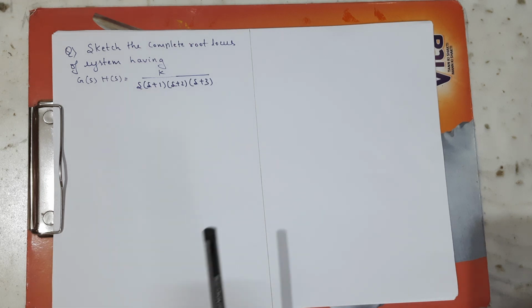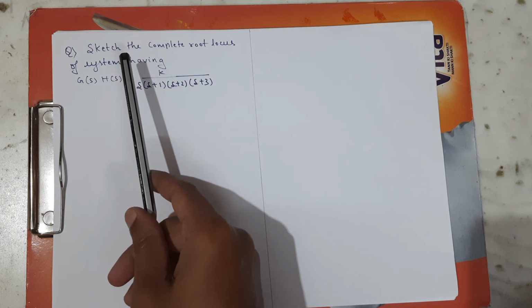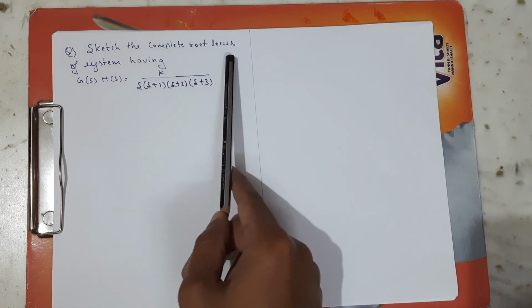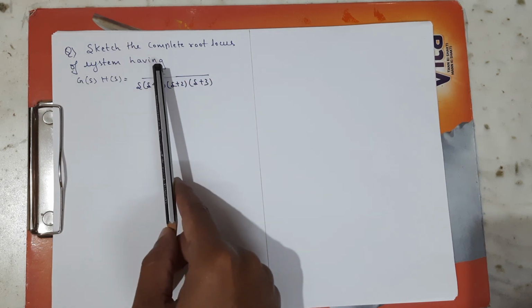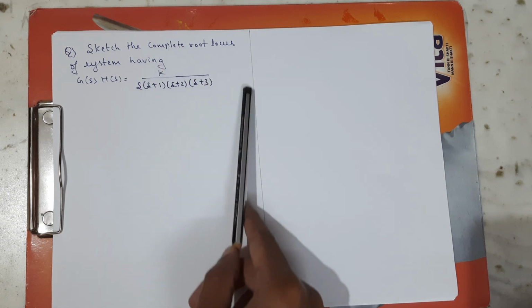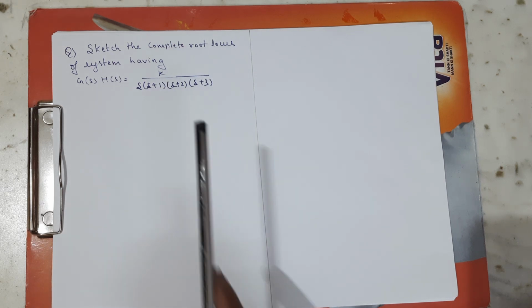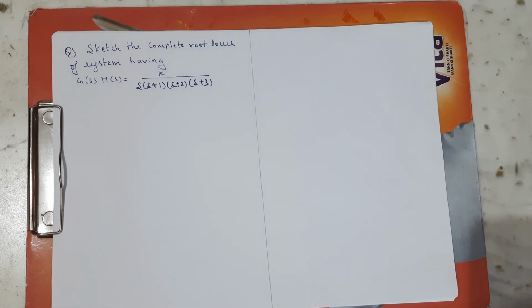Today we are going to solve the problem on root locus. The problem is given like this: sketch the complete root locus of a system having G(s)H(s). This is the G(s)H(s). Now we need to draw the approximate root locus for this given problem. So let us go by the step method.